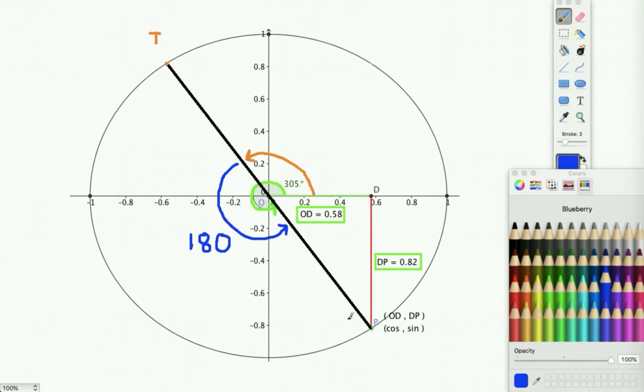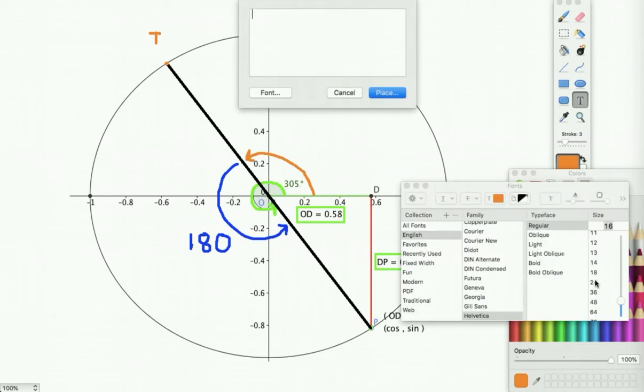I know that my green is 305, and the green is equal to this orange plus the purple right there. So to just find out what this orange is, you can do that 305 degrees minus the 180 degrees, or 125 degrees.